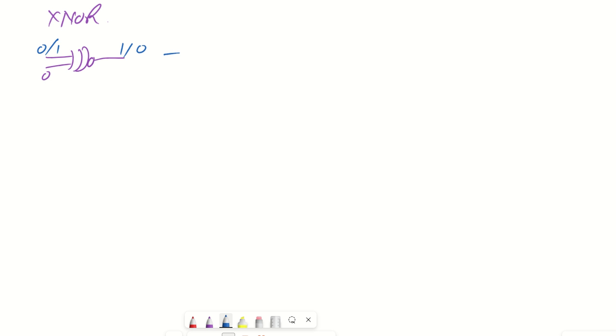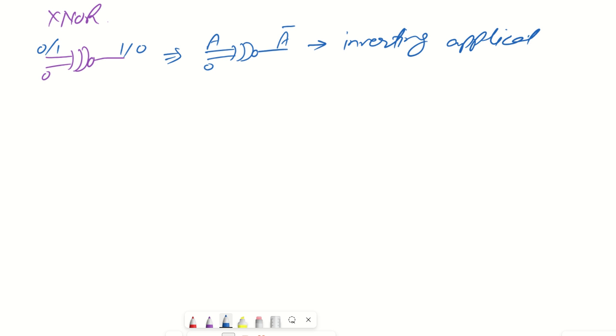So what is it going to give me? If one of my inputs is 0 and the other input is, let us say, A, then 0 is becoming 1, 1 is becoming 0. So it is nothing but your A bar. Understood? So this is nothing but your inverting application. Got it? So if the other input is 0, the gate can act as an inverter.